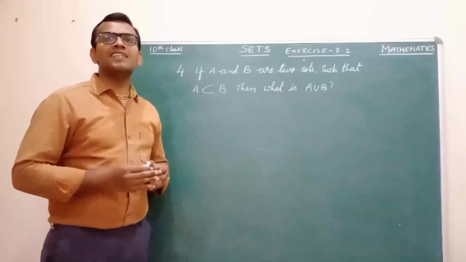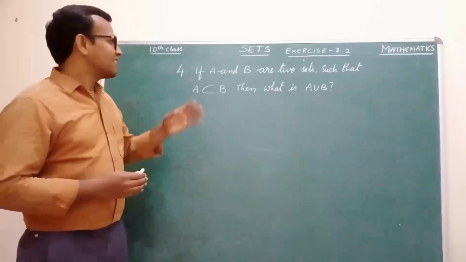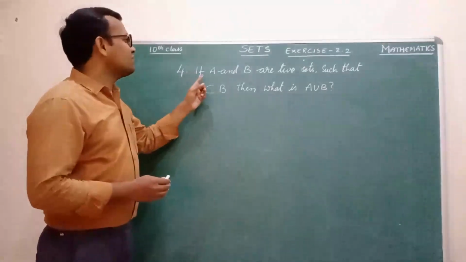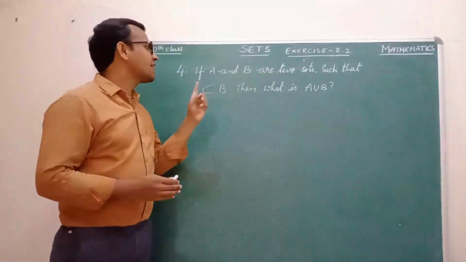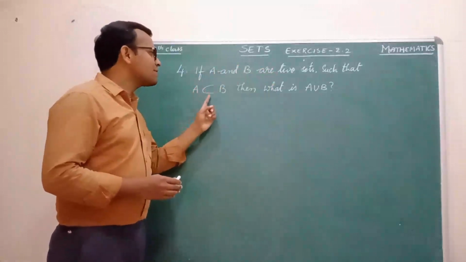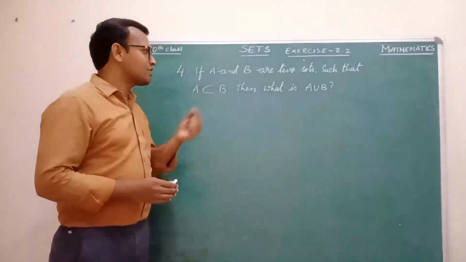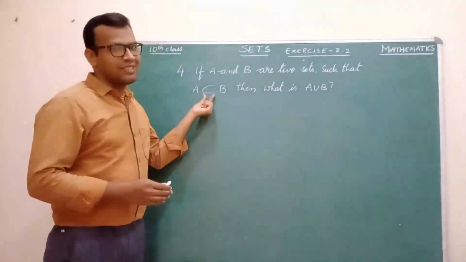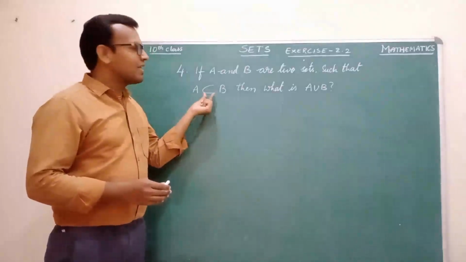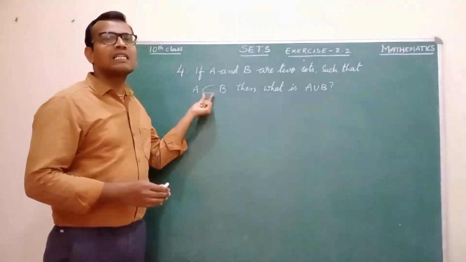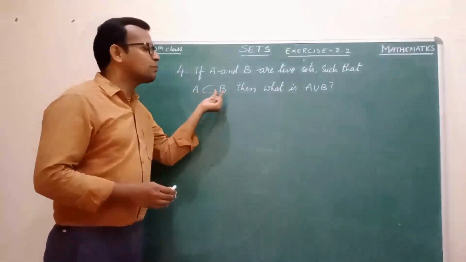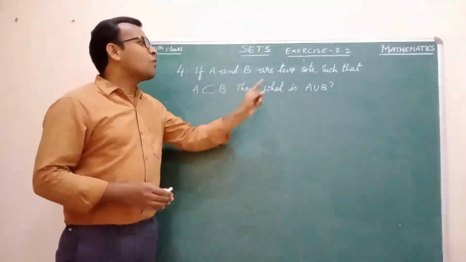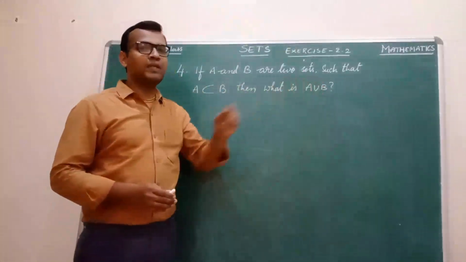Children, here is one interesting question. Now it is like this. If A and B are two sets such that A is subset to B. So and this symbol we have already seen, discussed in the previous video, that this is symbol for subset. So A is subset to B. Then what is A union B?